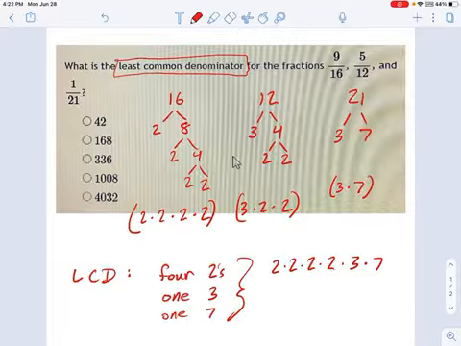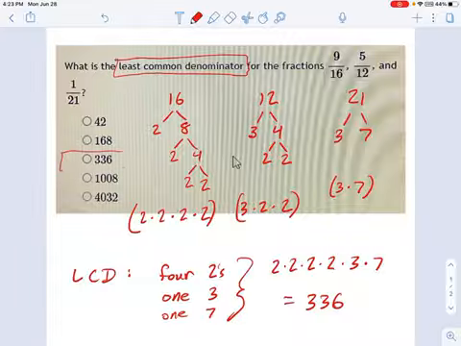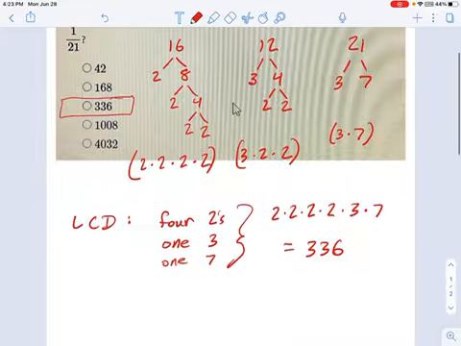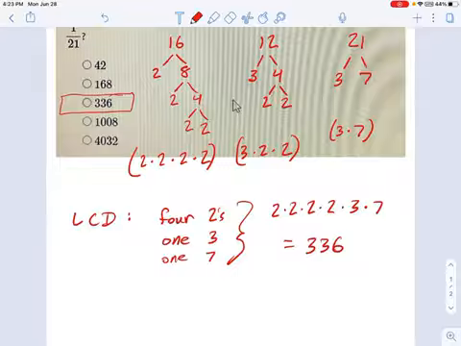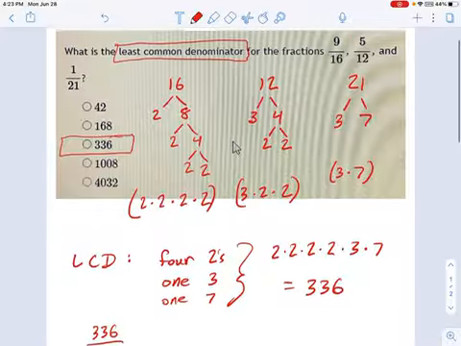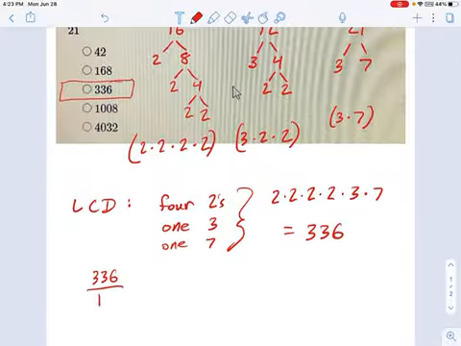Calculator time. 2 to the 4th power times 3 times 7. That is going to be 336. Okay, great, we've got an answer. Now, with these sorts of problems, what I would recommend, if you have the time for it, go ahead and check. Just make sure that when you divide 336, your least common denominator, by the other denominators, everything works out okay. And by that I mean there's no remainders.